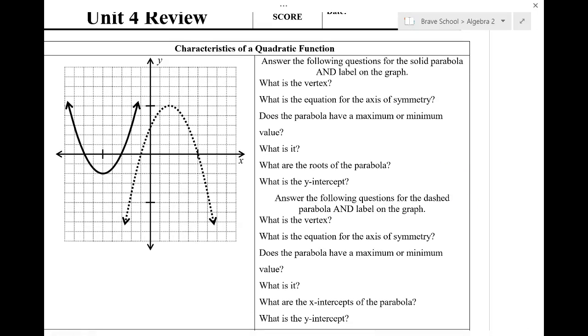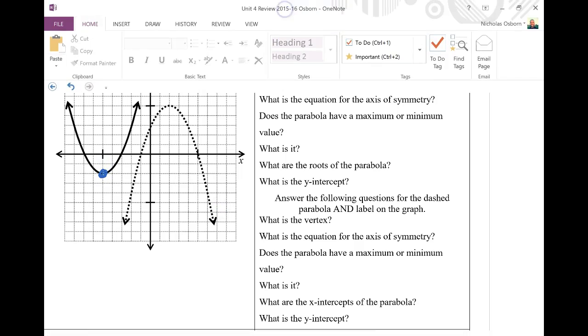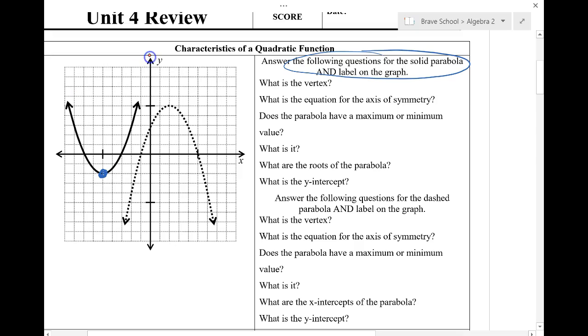Alright, so first thing we need to look at is answer the following question for the solid parabola. So that would be this parabola here on the left. What is the vertex? The vertex is going to be the point right in the middle where it divides the parabola in two. So that point right there. Let's do some red. Red's always easier to see. So that point right there, the red.